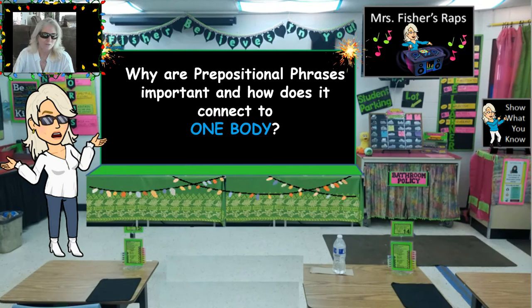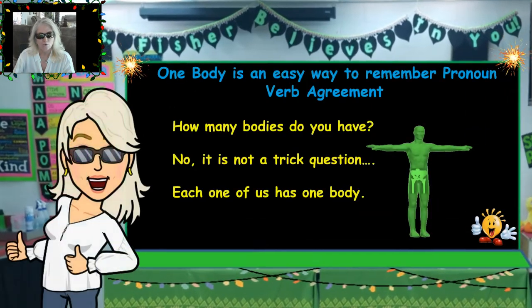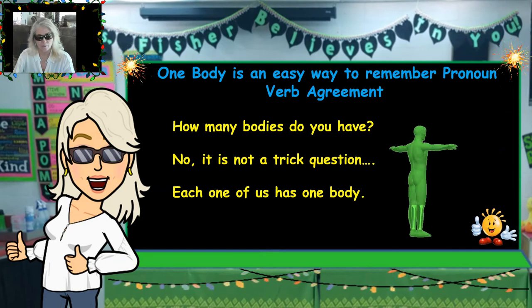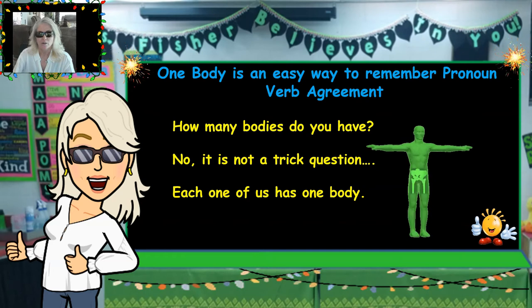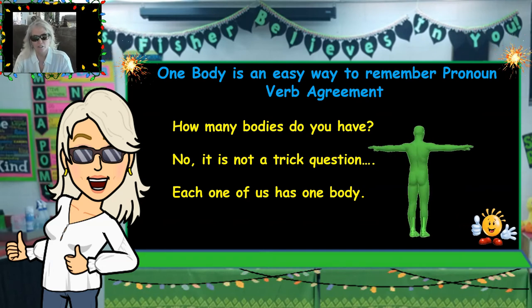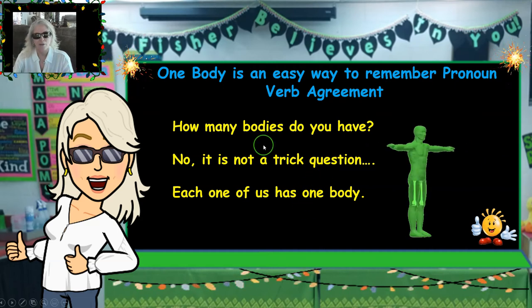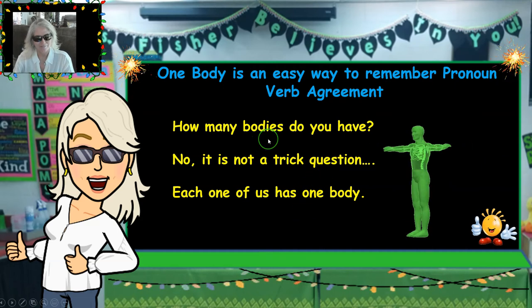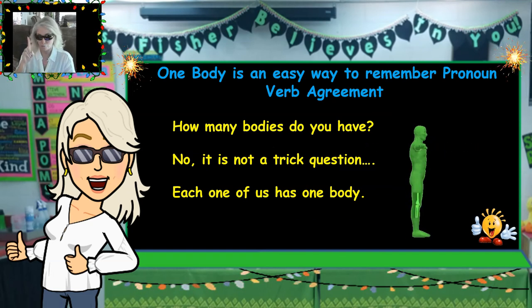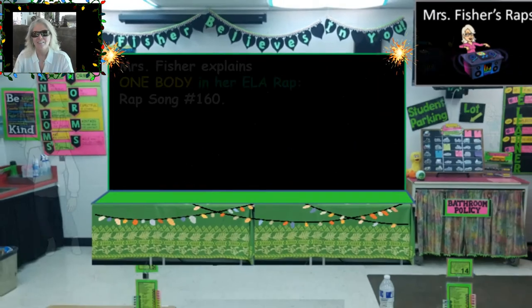Why are prepositional phrases even important? Why do we care about them? Well, it's because there are certain pronoun references where you have to look at the object of the preposition to know the subject-verb agreement. So I'm going to help you get through this together. I'm going to ask you a question. How many bodies do you have? It's not a trick question. Each one of us has one body, right?